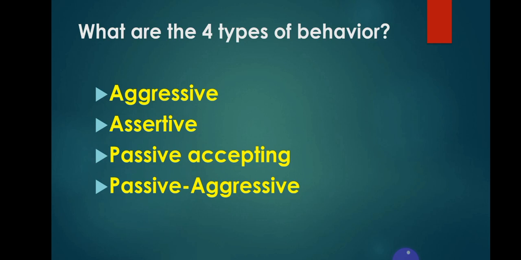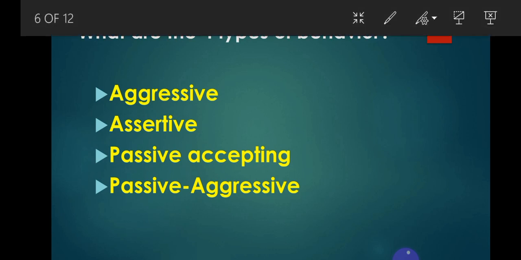So one of the examples of passive aggressive behavior is procrastination. So you're delaying all the things that are given to you. That is the example of passive aggressive behavior. So if you have any questions about these four types of behavior, you can put your questions in our conversation below in our Teams.